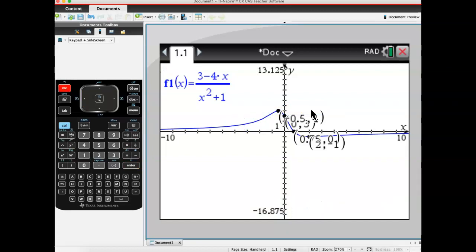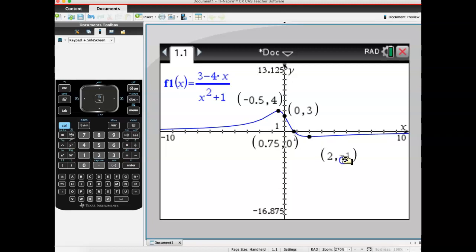So now I'm going to escape out of that. And I'm going to take that maximum there, that y-intercept there, that x-intercept there. And then that's my minimum. Okay. What we're going to do is go back to the other page and fill in the information I know.